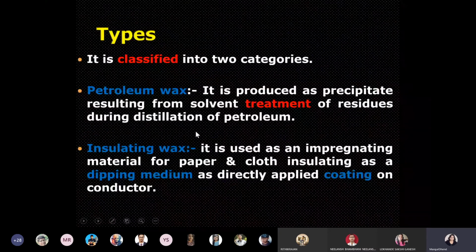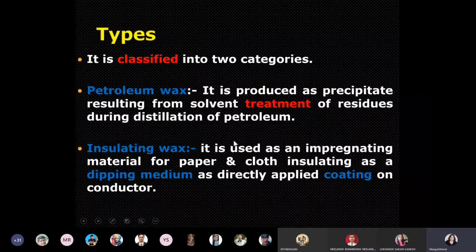Okay. So waxes are also classified. Actually, this is a descriptive topic, so there is no need of a PPT, but still I am making one. Types of wax are classified into two categories. Petroleum wax is produced as a precipitate resulting from solvent treatment of residue during distillation of petroleum. You know what is meant by precipitation. So that will be one class, petroleum wax. Second is insulating wax. Petroleum wax is also used for insulation.